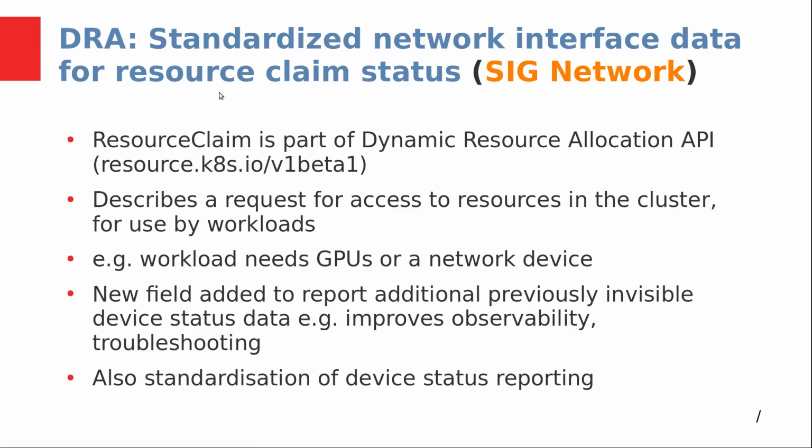Now this is another new feature for dynamic resource allocation. There's now a standardized network interface data for resource claim status, and it's coming from SIG Network. Now this sounds like quite a mouthful. Let me break this down. Resource claim is a part of the Dynamic Resource Allocation API. Resource claim describes a request for access to resources in the cluster for use by workloads. Now this came about, I think, originally when workloads started needing access to, especially GPUs, obviously there's the whole AI thing going on, or things like network devices.